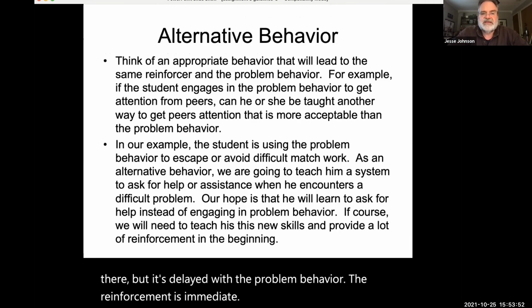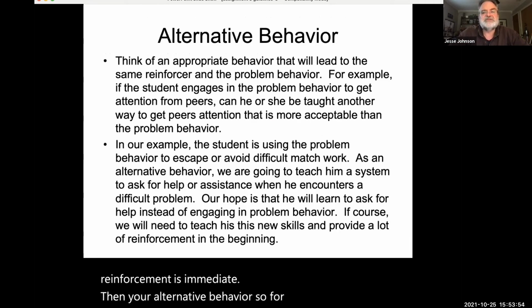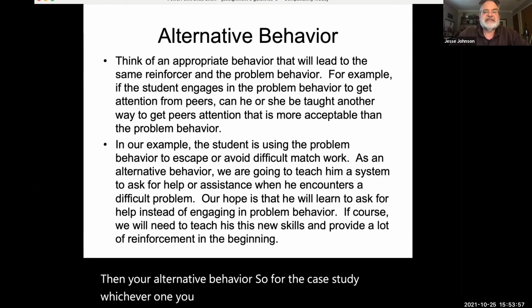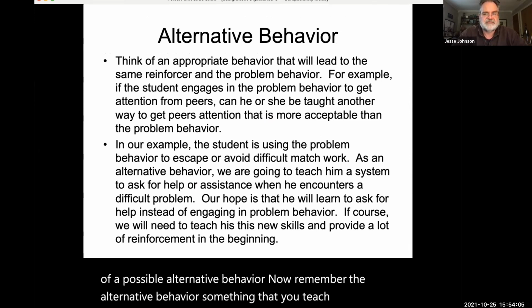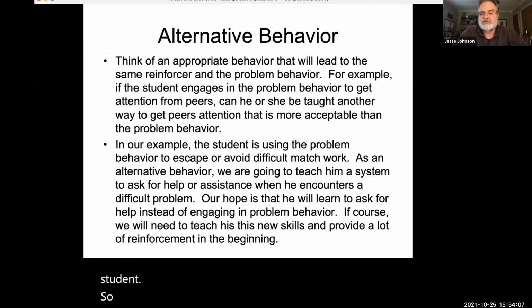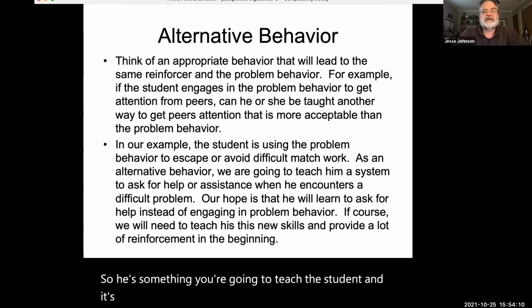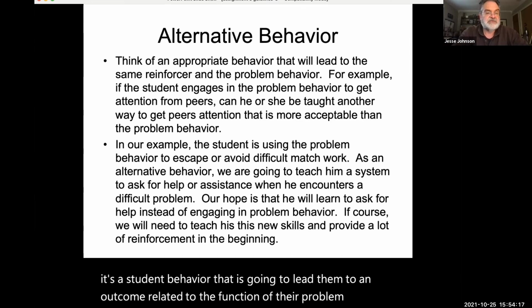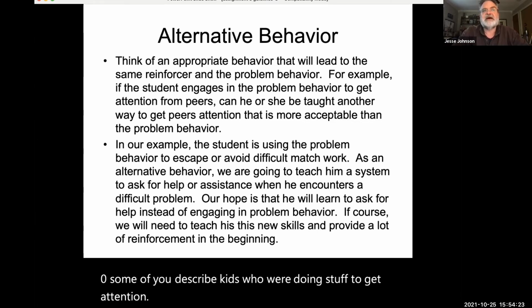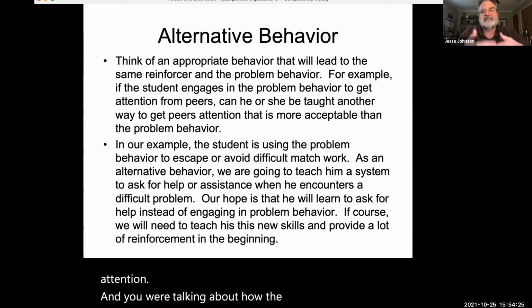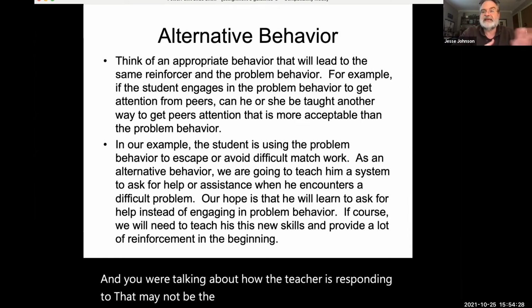Then your alternative behavior. So for the case study, whichever one you choose, you're going to need to think of a possible alternative behavior. Now, remember, the alternative behavior is something that you teach to the student. So it's something you're going to teach the student, and it's a student behavior that is going to lead them to an outcome related to the function of their problem behavior. So some of you described kids who were doing stuff to get attention, and you were talking about how the teacher is responding to that may not be the best way, and you would probably handle it differently.